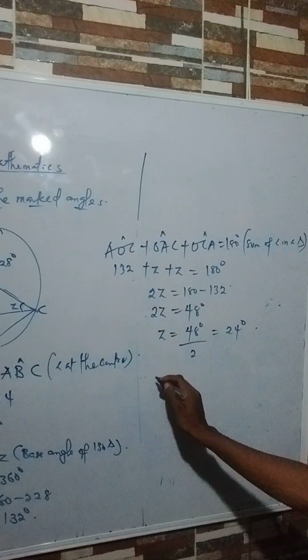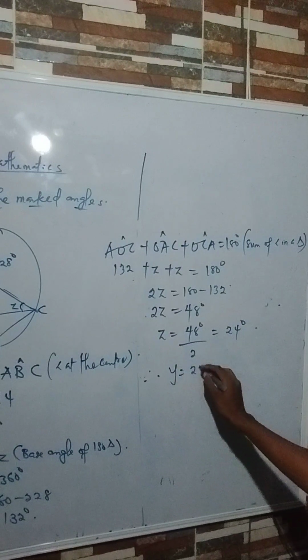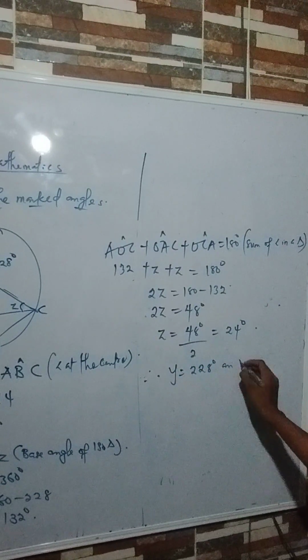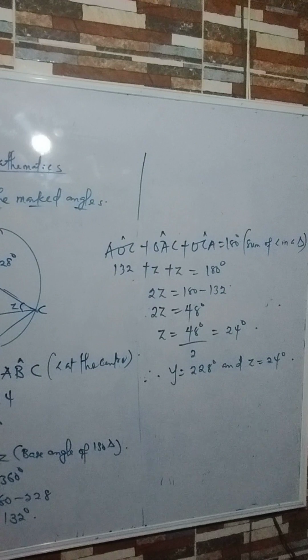Like I said, you should always conclude. Therefore, your Y is equal to 228 degrees and your Z is equal to 24 degrees. That is the solution to that example 3. Let's solve one more example before I give you activity questions to solve.